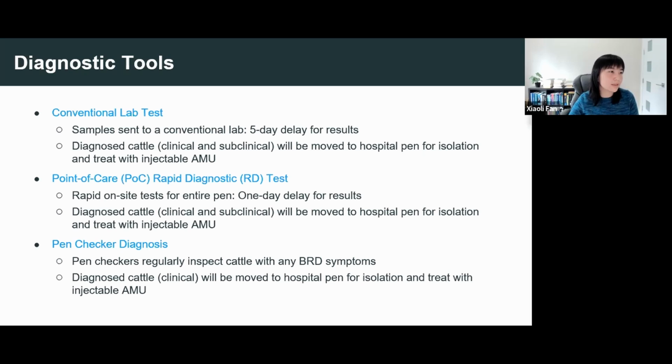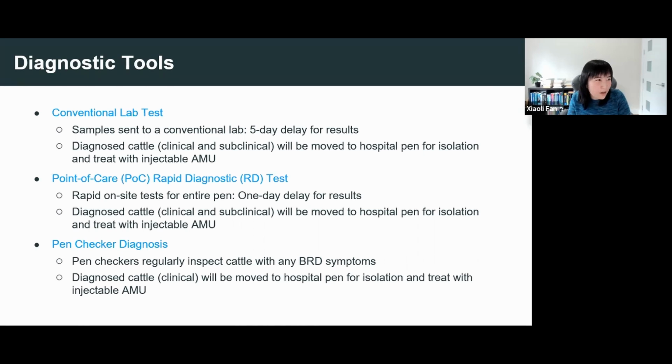And then once the results are available, the feedlot manager can move the diagnosed cattle to the hospital pen for isolation and then inject antimicrobials. The second one is what we call the point of care rapid diagnostic test.